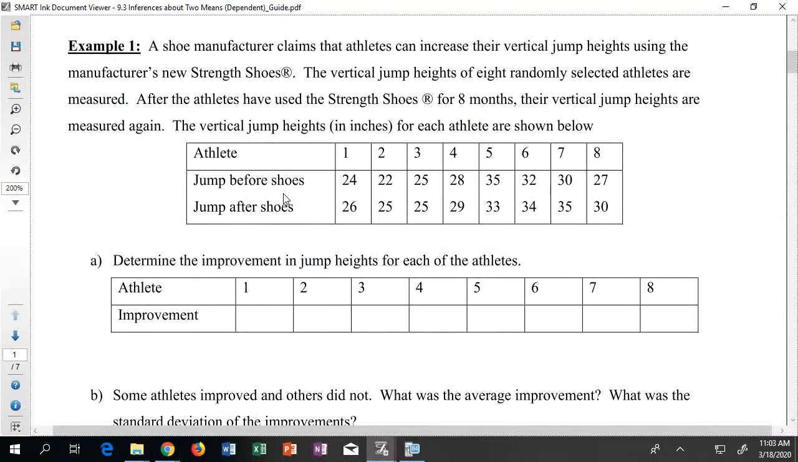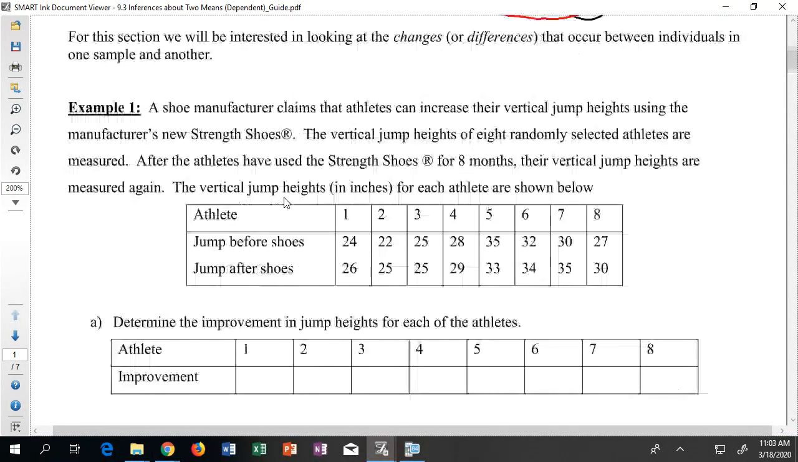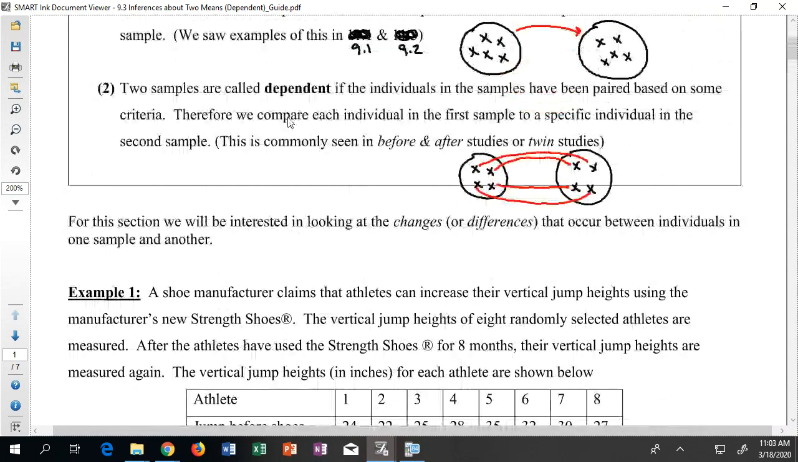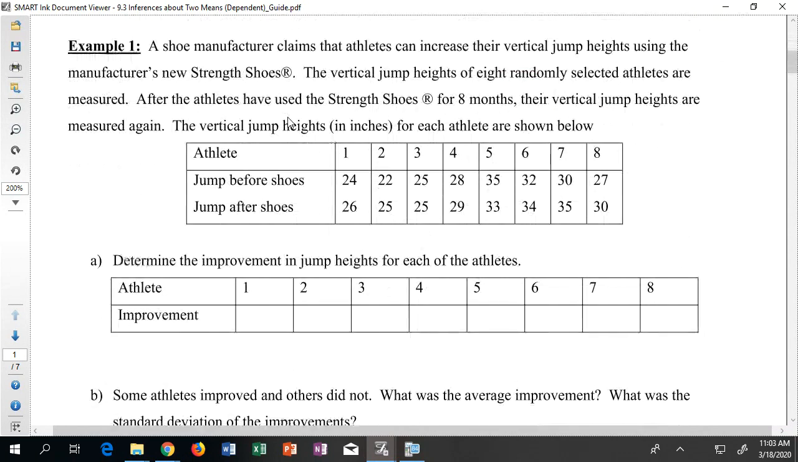Okay, in this video, we're going to take a look at example 1 to get a sense of how exactly this idea of a dependent study can be done. All right, so let's take a look at the following. A shoe manufacturer claims that athletes can increase their vertical jump heights using the manufacturer's new strength shoes.